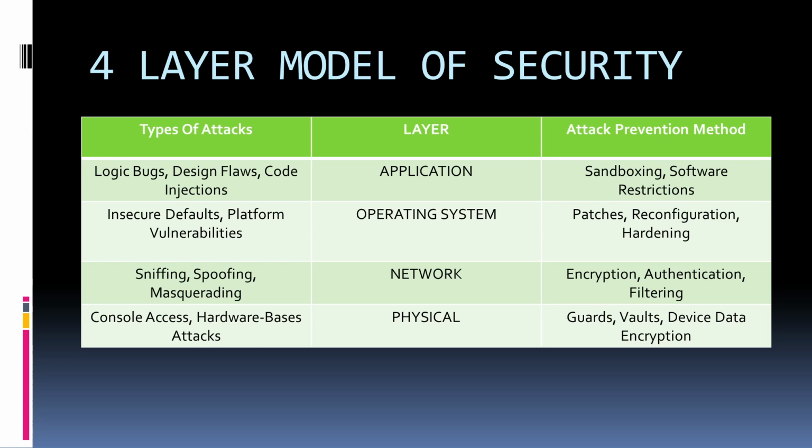In the operating system layer, there can be insecure defaults and platform vulnerabilities. For this, we can create patches, we can reconfigure it, and we can harden the operating system. In the network layer, there is sniffing, spoofing, and masquerading. So to prevent this, we can encrypt the files, have authentication, and then filter the stuff. In the physical layer, there's console access and hardware-based attacks. For this, we can create guards, vaults, and device data encryption.